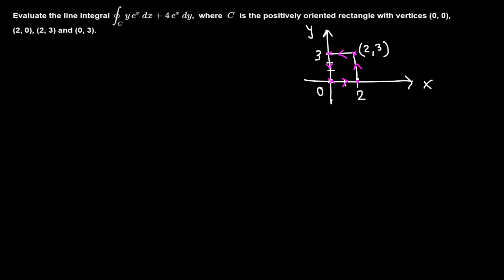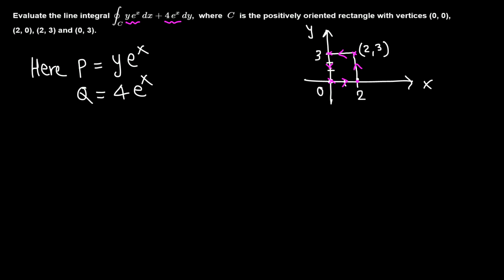So we can write this line integral as a double integral using Green's theorem. We need to identify the components here. The component with the dx part here, this one, that's P, and this is Q. P is a function of x and y, is y e^x, and Q is 4 times e raised to x.